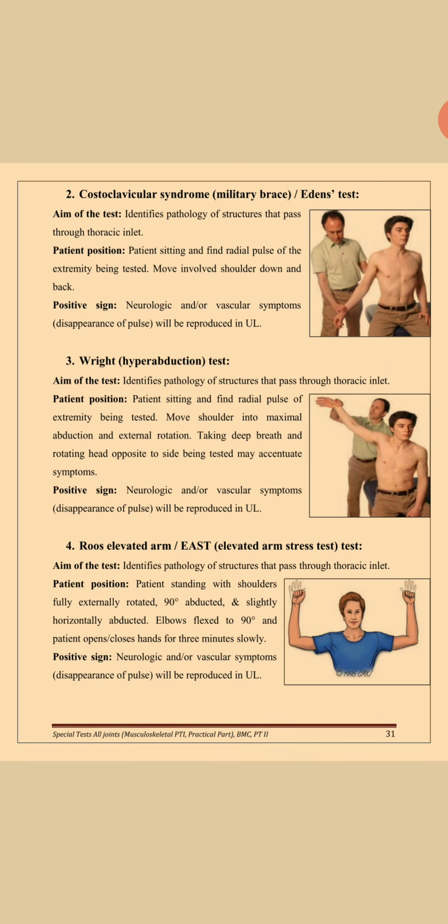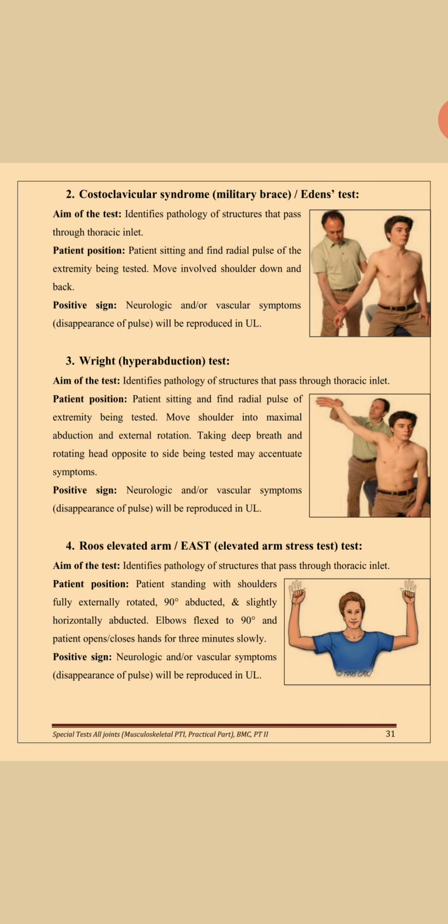Wright test, hyperabduction test. Aim of the test: identifies pathology of structures that pass through the thoracic inlet. Patient position: the patient is sitting and the radial pulse of the extremity being tested is found. Move the shoulder into maximal abduction and external rotation; taking a deep breath and rotating the head opposite to the side being tested may accentuate symptoms. Positive sign: neurologic and/or vascular symptoms. Disappearance of pulse will be reproduced in the upper limb.